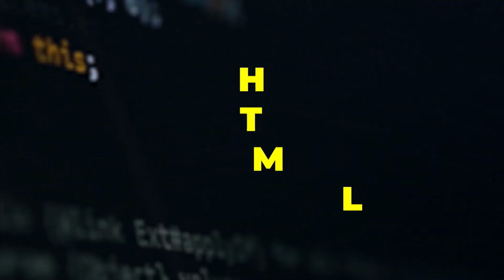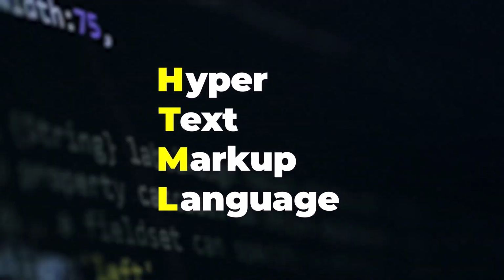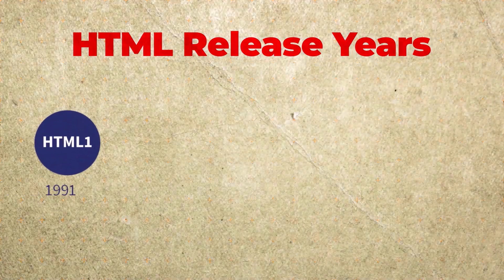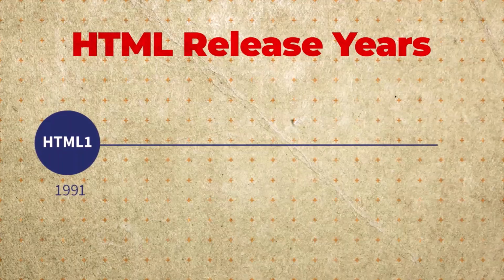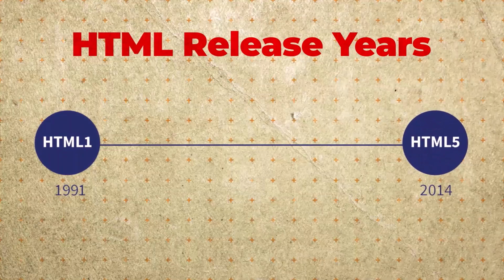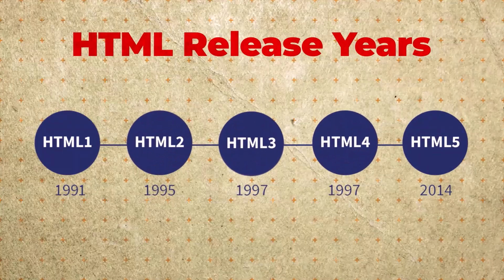So in this video, we're going to talk about the basic introduction of HTML. Well, HTML stands for Hypertext Markup Language. We're not going to spend a lot of time trying to teach you what HTML is and what is the difference about the different versions of HTML. Well, the first version of HTML was released in the year 1991 and the latest version was released in 2014. On the screen, you can see all the versions of HTML along with the year of release.